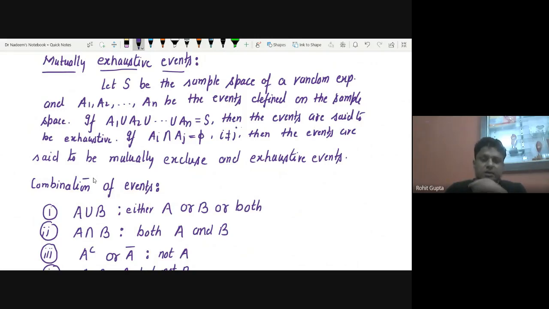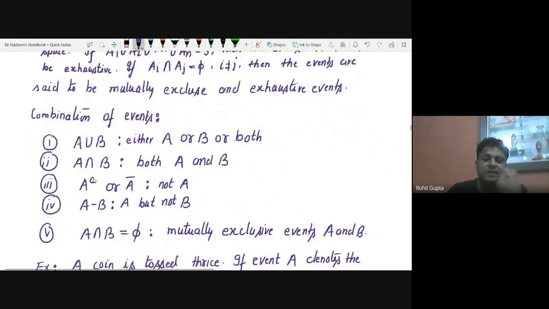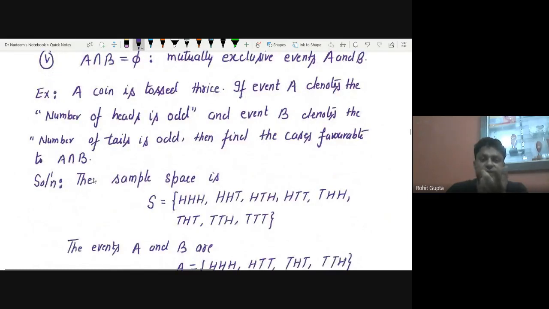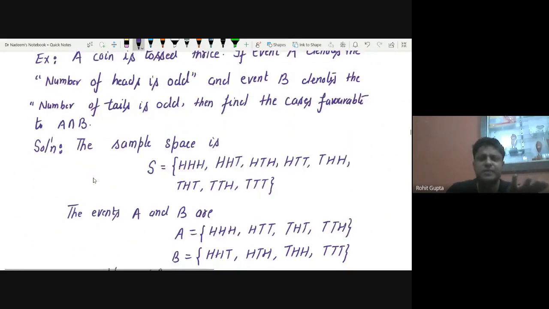The combination of two events is the basic algebra of events. Here we are going to discuss some examples. A coin is tossed thrice. If event A denotes that the number of heads is odd and B denotes that the number of tails is odd, then find the cases favorable to A intersection B. It is quite simple. The sample space is given here, for three coins tossed. This is the required sample space, and event A is that the number of heads is odd, and event B is that the number of tails is odd.